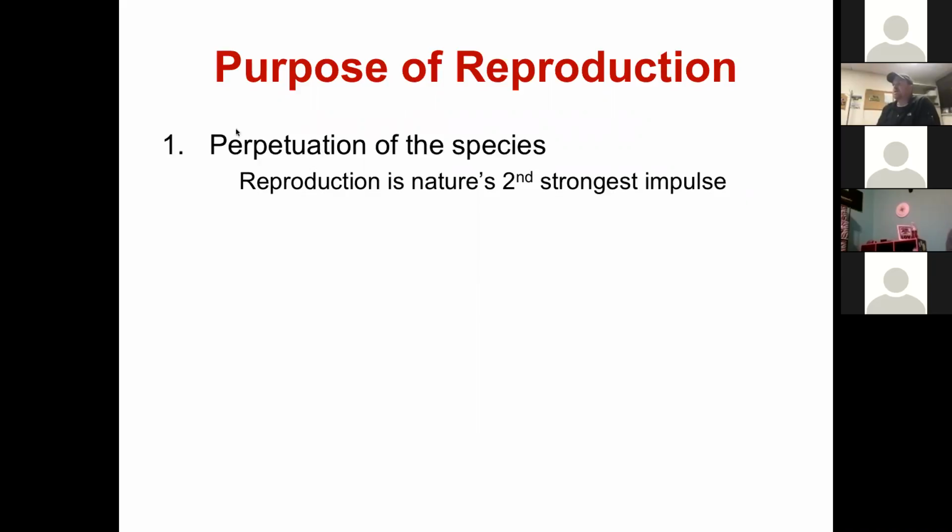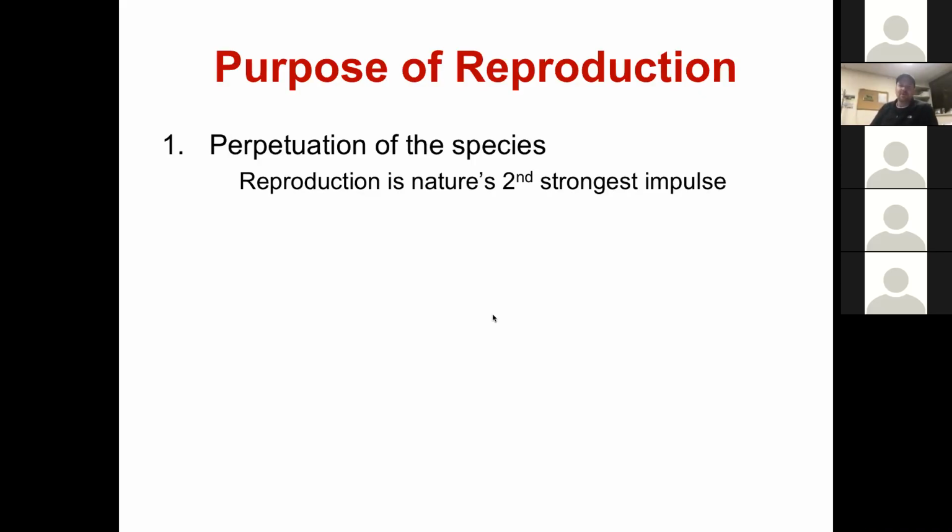Let me try asking a question. I'd like somebody to respond. My first bullet point is the purpose of reproduction. Obviously, the main goal of reproduction is to perpetuate a species, whether that's people, cows, whatever it is. It says that reproduction is nature's second strongest impulse. What is the first? What would you guess is the number one impulse that any animal has? Is it food? Oh, nice. Food is a good answer. It's our ability to survive. We want to maintain ourselves and survive, so food fits right in there. Perfect, thank you.